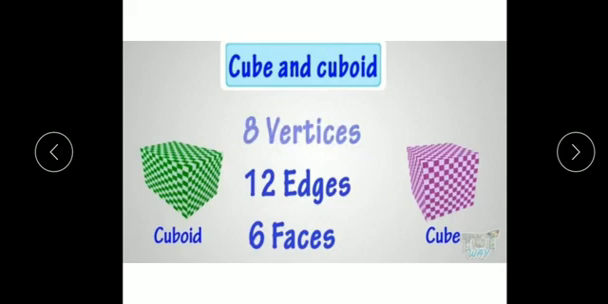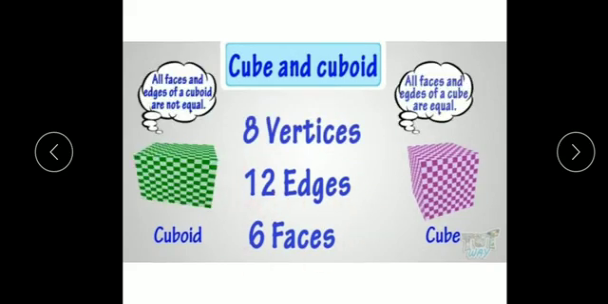Now a cube and a cuboid have the same number of vertices, edges and faces. A cube and a cuboid have 8 vertices, 12 edges and 6 faces. But what is the basic difference between a cube and a cuboid? I told you, in a cube all the faces and edges are equal. But in a cuboid, all the faces and edges are not equal. This is the basic difference between a cube and a cuboid.